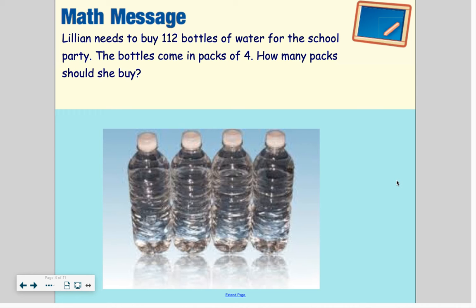Okay, let's start with a math message. Lillian needs to buy 112 bottles of water for a school party. The bottles come in packs of 4. How many packs should she buy?